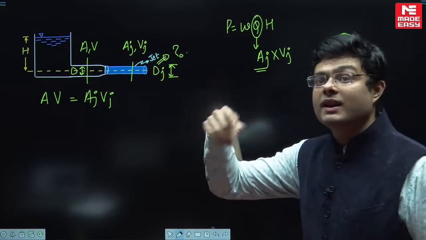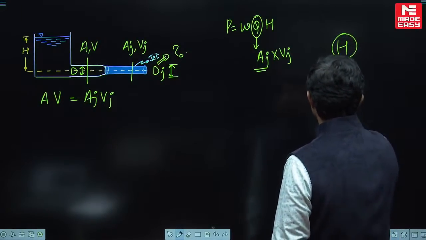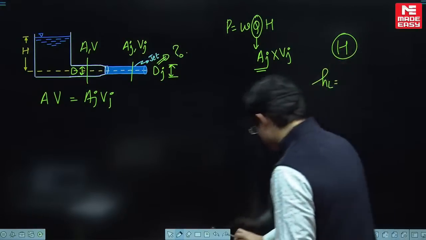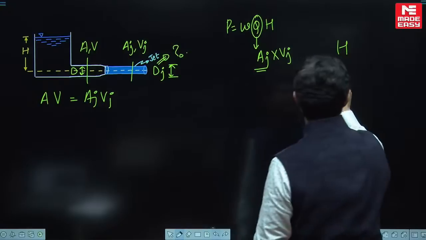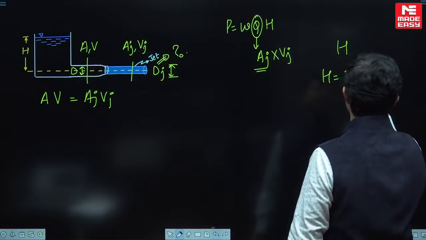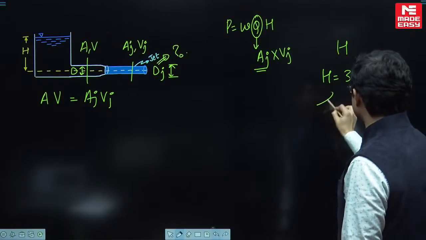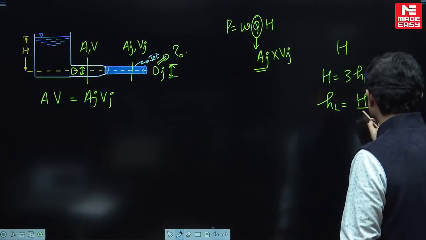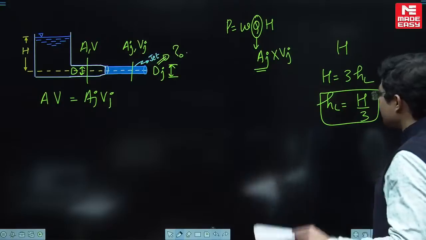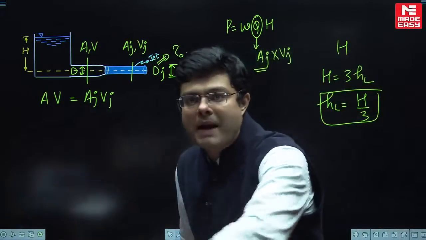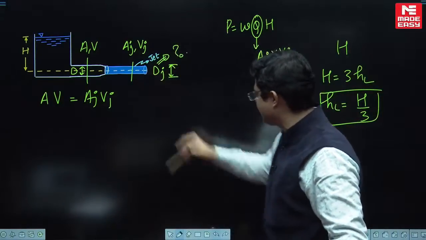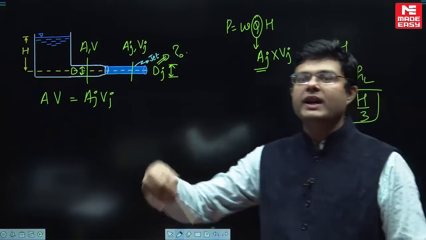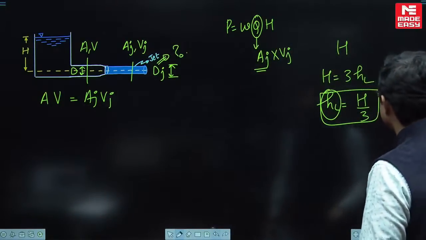But what is the condition for maximum power transmission? The condition for maximum power transmission is that the total head should be 3 times the head loss. So the head loss should be H by 3. This means if you want to develop maximum power from this jet, then this much head, H by 3, should get lost.